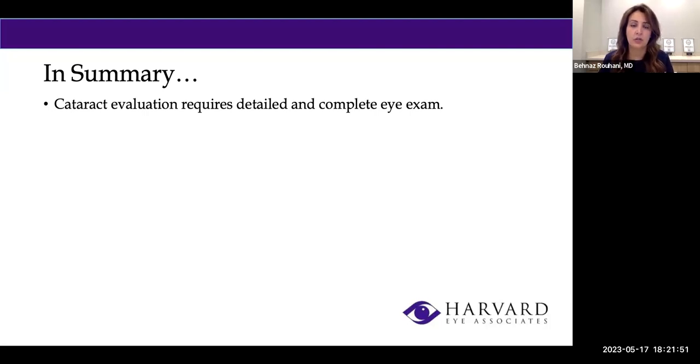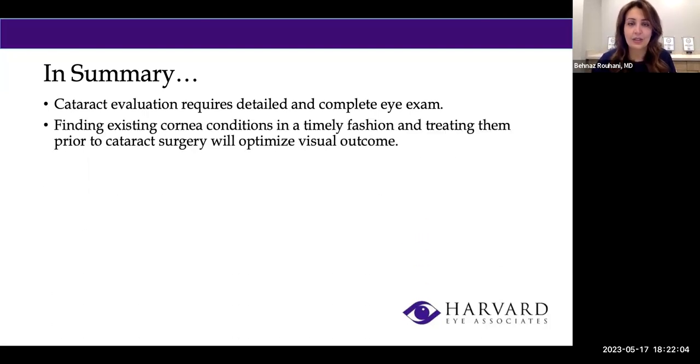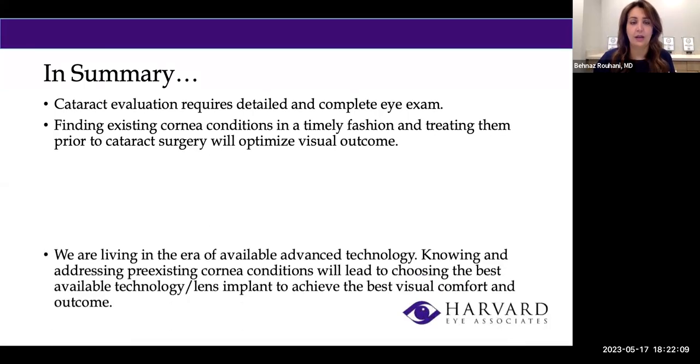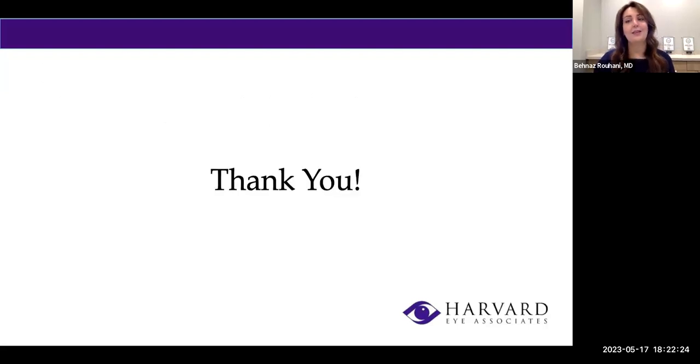And the reason is because your dryness needs to be checked, your overall cornea health needs to be checked, not to mention that the health of the retina and the nerves are also very important. So finding existing cornea conditions in a timely fashion and treating prior to cataract surgery will optimize your visual outcome. And we are living in the era of available advanced technology. Knowing and addressing pre-existing cornea conditions will lead to choosing the best available technology that will give you the best visual outcome. And thank you. I'm happy to answer any questions.